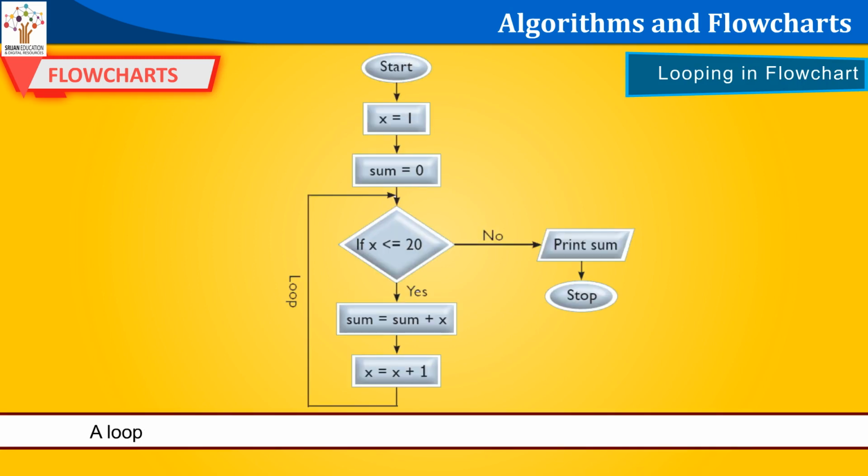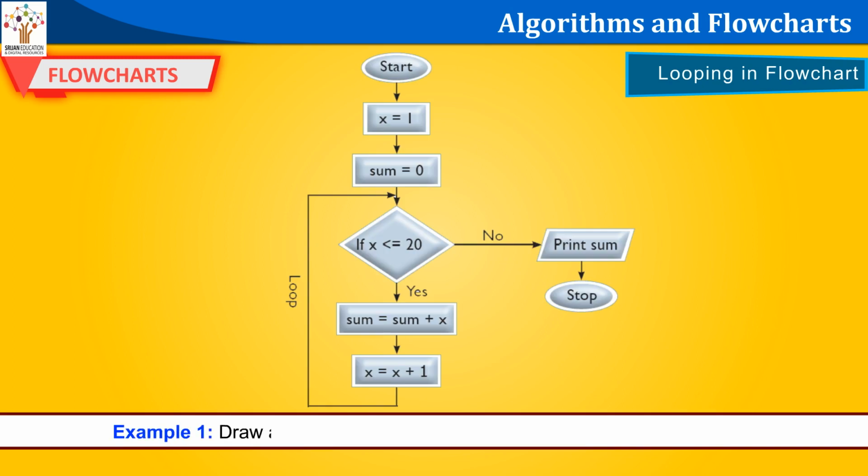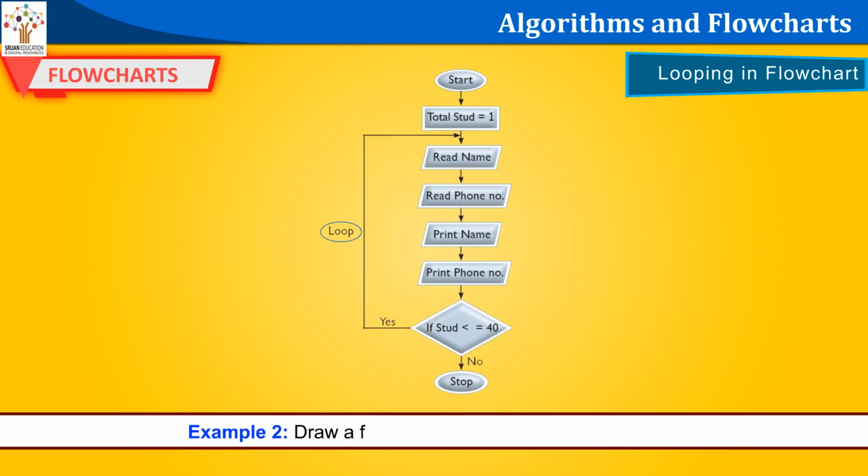Looping in flowchart. A loop is a sequence of instructions that repeats itself a specified number of times until a particular condition is met. By using loops, we can repeat the same instructions as many times as we want. Let us take some examples to understand this better. Example 1. Draw a flowchart to find the sum of the first 20 natural numbers. The flowchart is shown on the right. Example 2. Draw a flowchart to enter and print the names and phone numbers of 40 students in a class.